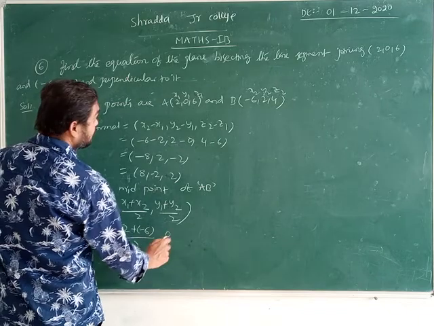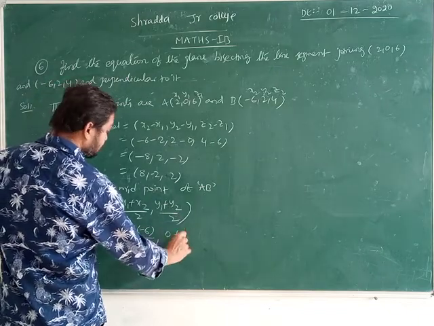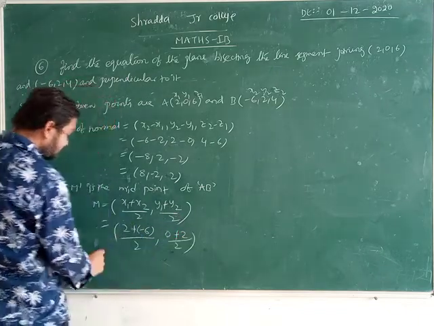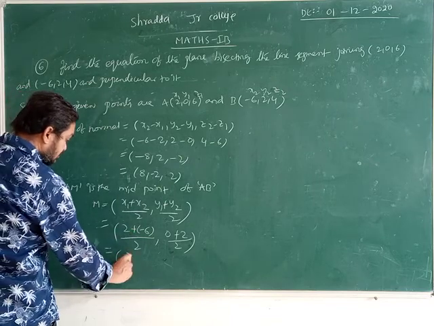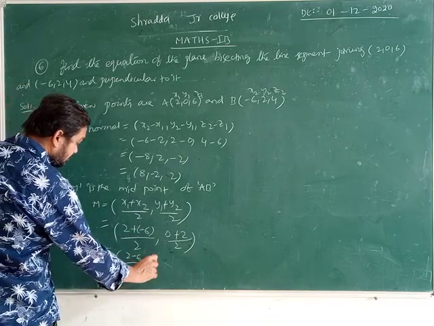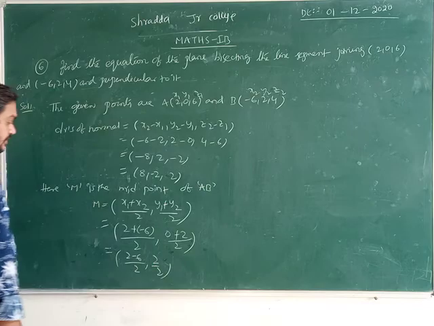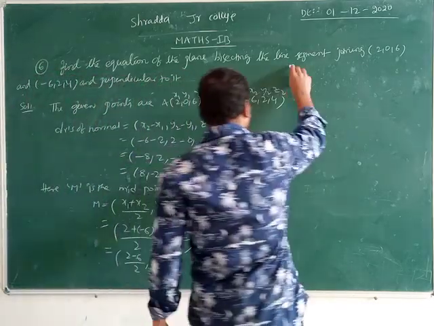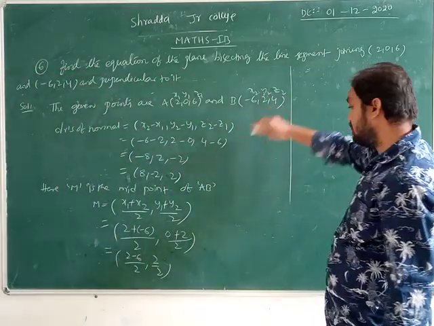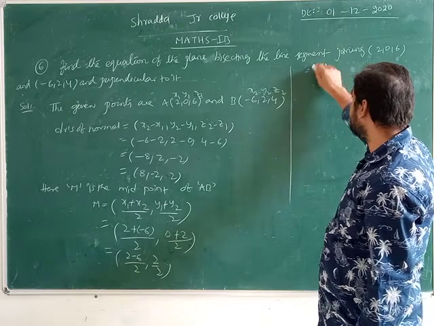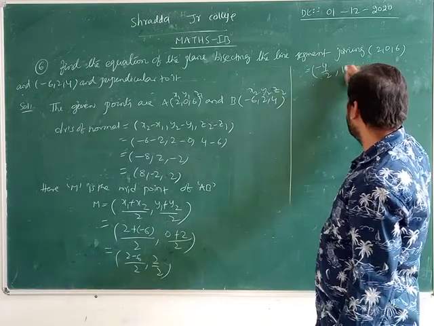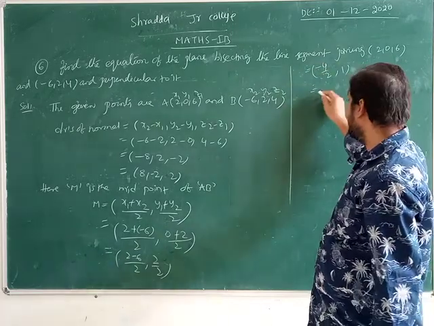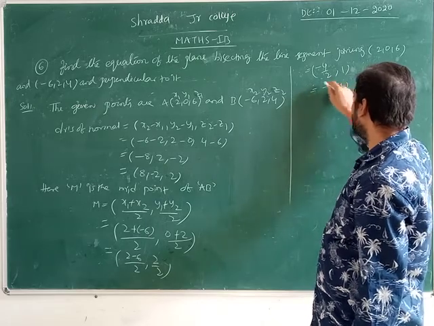What is y1? 0. What is y2? 2, by 2. This equals (2 minus 6) by 2, 2 by 2. So what are we getting here? 2 minus 6 means minus 4 by 2, that is minus 2. 2 by 2 means 1. So here minus 2, 1.